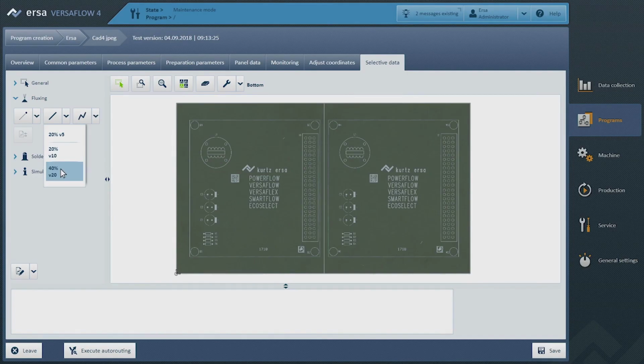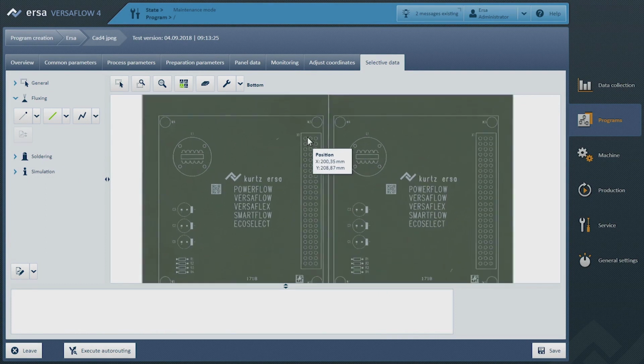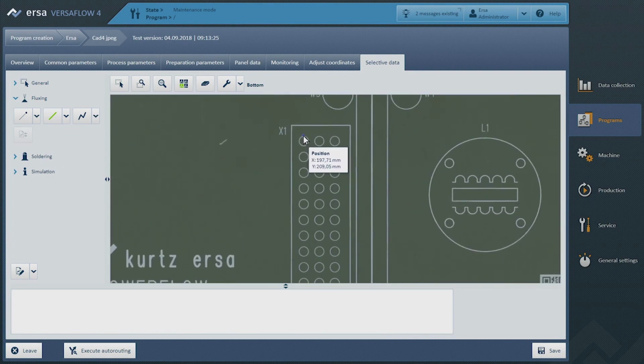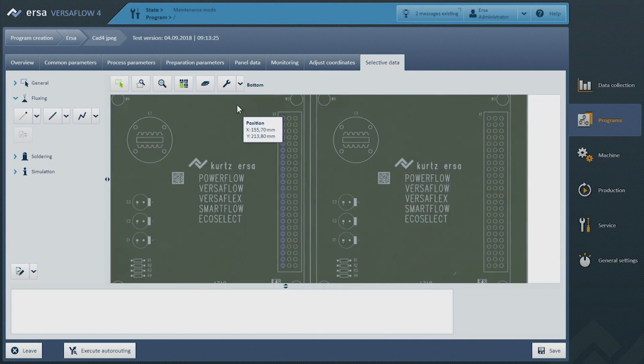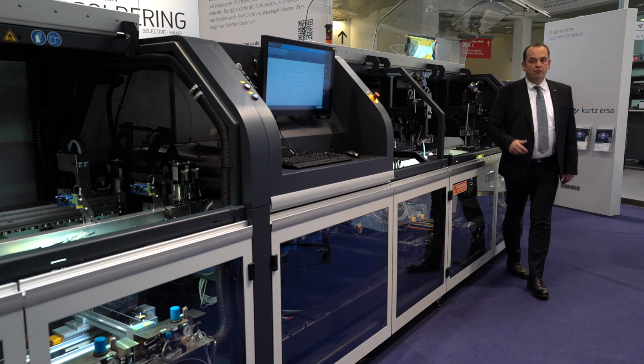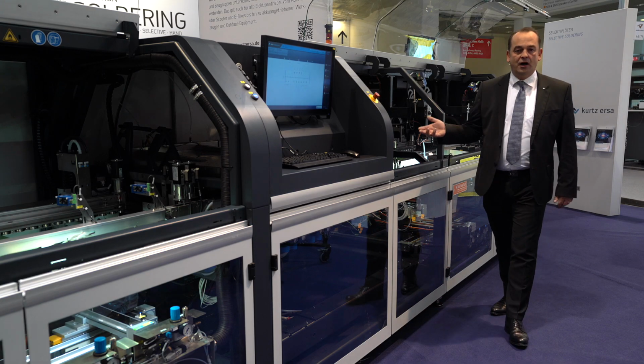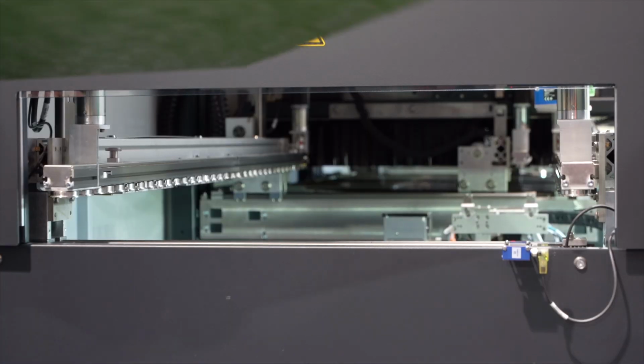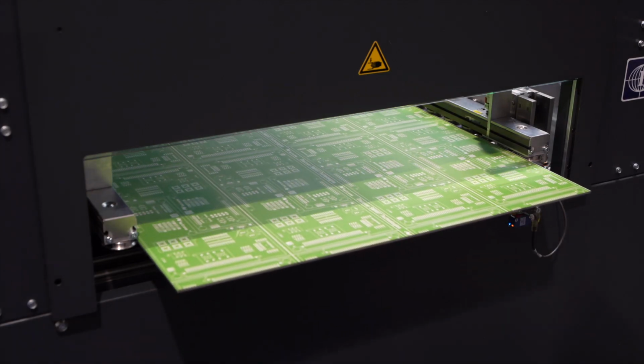The systems are rounded off by the CAD4 assistant, which simplifies programming for the user and is capable of optimizing cycle times. With VersaFlow XL, we've gone even further, namely that the user can now process edge lengths up to 1200 mm in size.